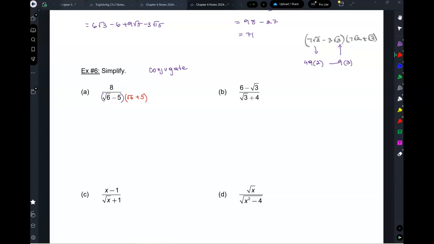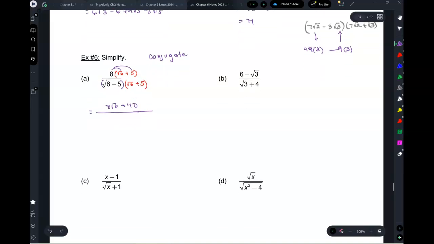You don't need to create it, right? Just flip that sign in the middle. So here, root 6 plus 5. Now, we create A minus B, A plus B, difference of squares, right? For the first one, let me just multiply it out. So we distribute this, 8 root 6 plus 40.